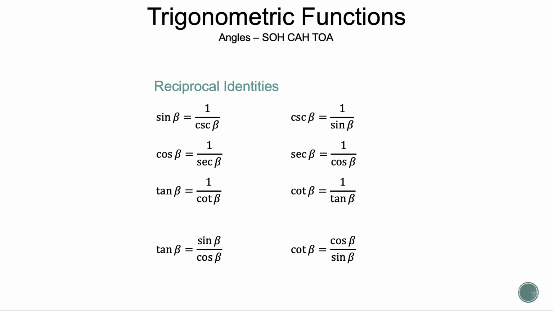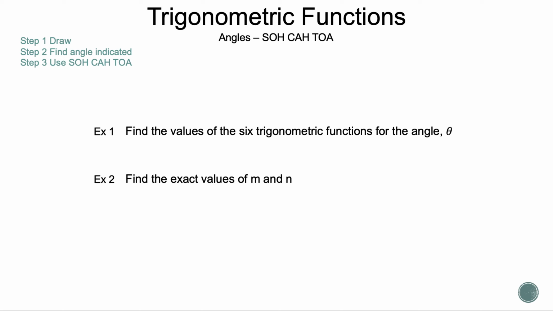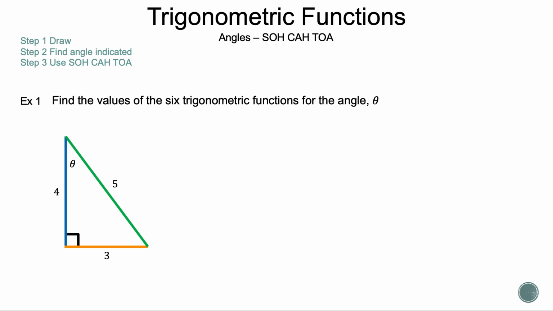Now that we have all those definitions and identities in our head, let's take a look at the examples we're going to discuss in today's video. Let's take a closer look at example 1. Let's read the steps. Step 1, draw. Step 2, find angle indicated. Step 3, use SOH CAH TOA.